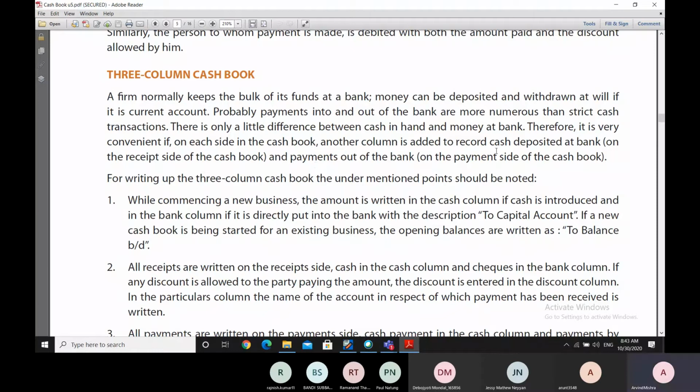to record the cash which is deposited in the bank or the cash which is paid out of the bank. So to record the cash which is deposited in the bank, we make a column on the receipt side of the cash book because the cash is being received in the bank. And whenever payments are made out of the bank, we write them on the payment side of the cash book.